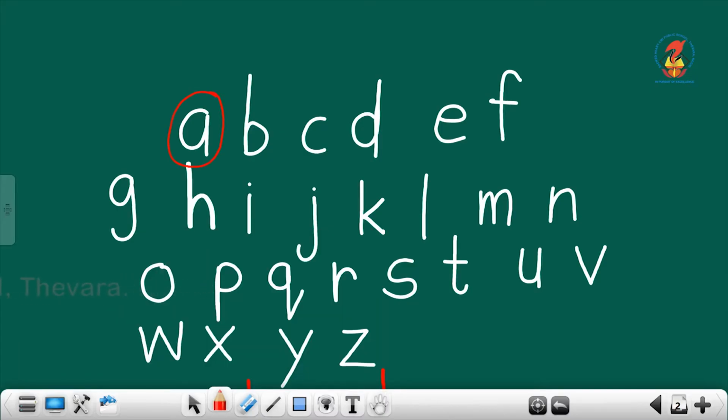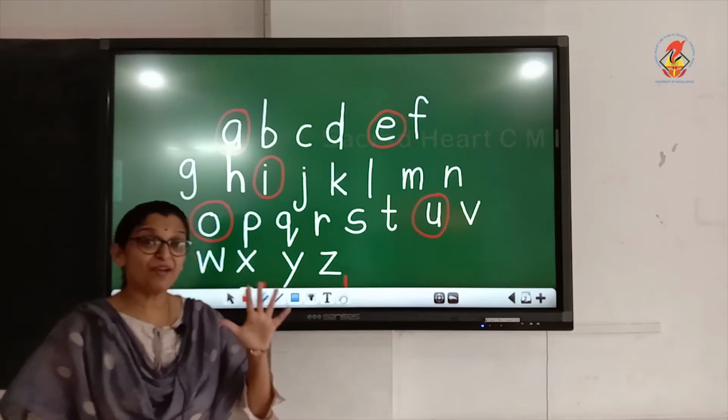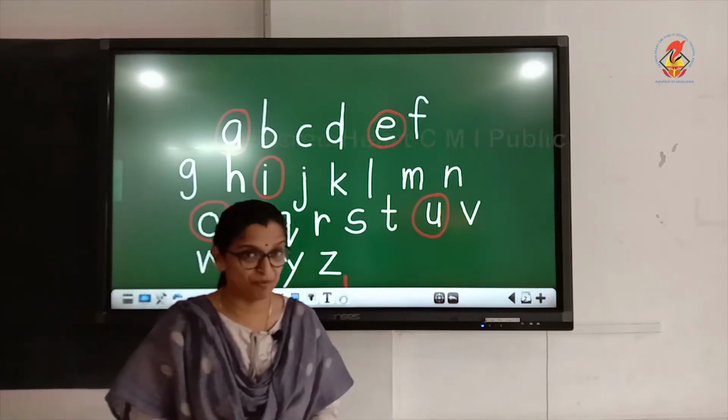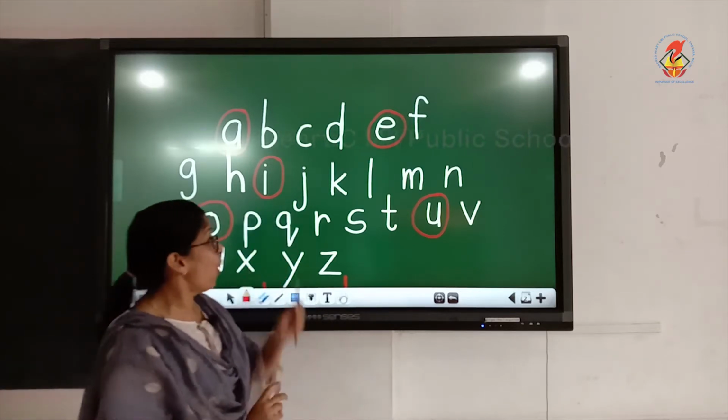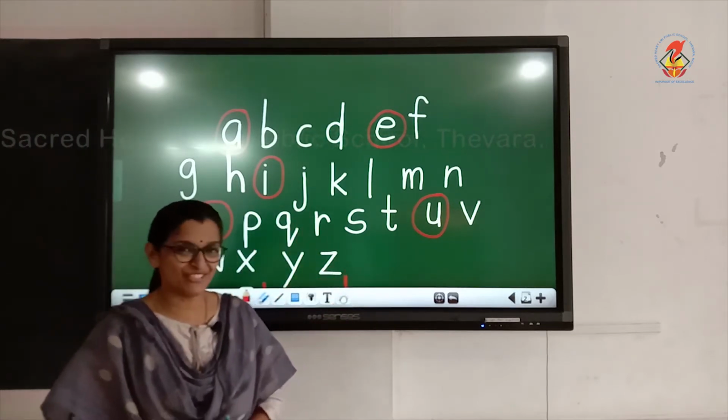A. The next one? Correct. E. The next one? I. The next one? O. And the next one is U. Very good. There are 5 vowels in the English alphabet. And all other letters are called as the consonants.